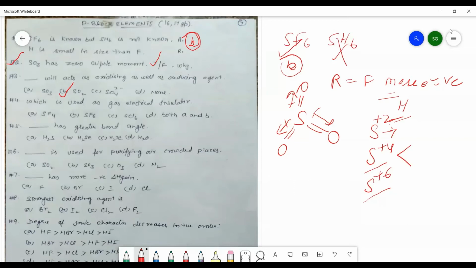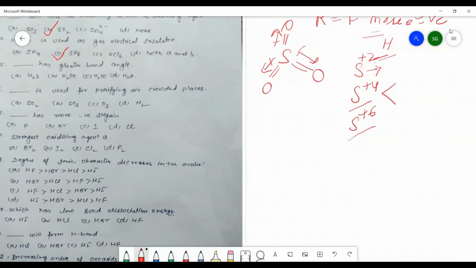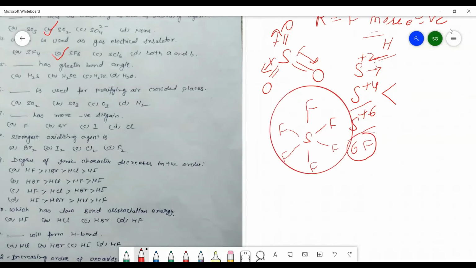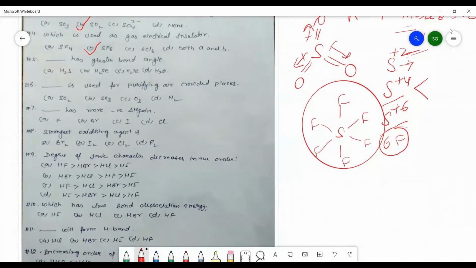So in all these cases you can say that SF6 is an electrical insulator because it is inert and because of steric hindrance. When we see the structure of SF6, the sulfur atom is sterically hindered by the 6 fluorine atoms, and the compound will not find any site to attack on it. So it will act as an electrical insulator.